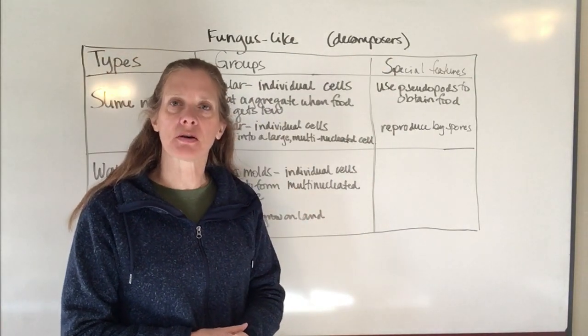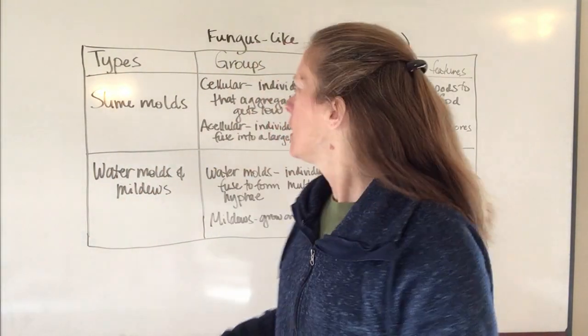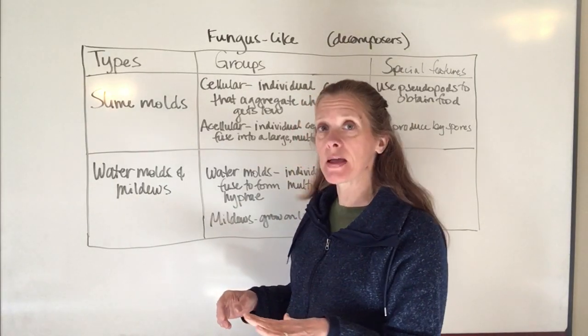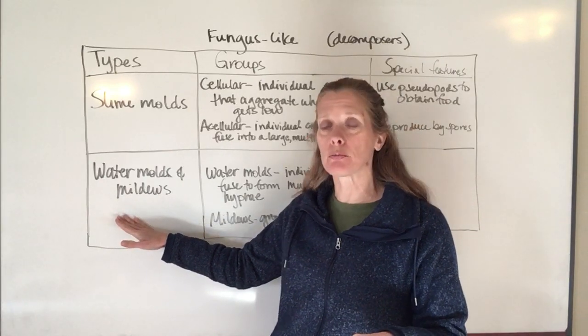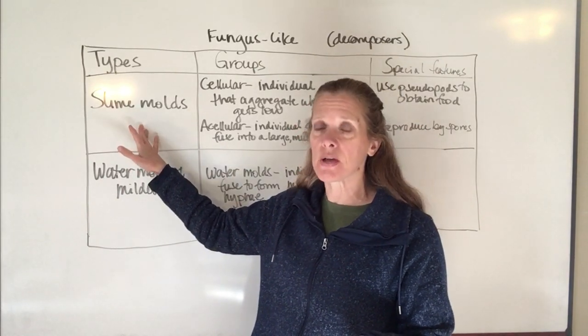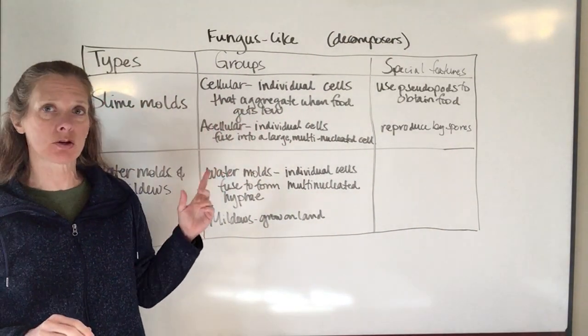All right, so the fungus-like protists, their feeding habits are to be decomposers. They're going to be feeding on dead material and breaking it down, returning it to the environment. So there are basically two main types of these fungus-like protists. One is the slime molds, and one are the water molds and mildew. So the slime molds can then further be broken down into either cellular or acellular types.